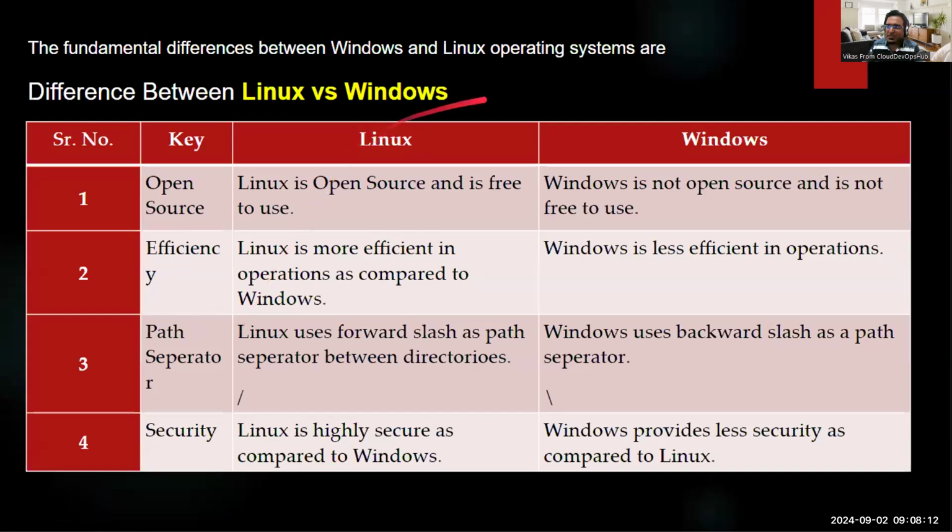Let's compare what exactly Linux and Windows are. Linux is free and open source. Windows is a licensed version. Linux is more efficient as compared to Windows. Linux uses the forward slash. Windows uses the backward slash. Linux is highly secure as compared to Windows. These are some differences that freshers get asked about in interviews.